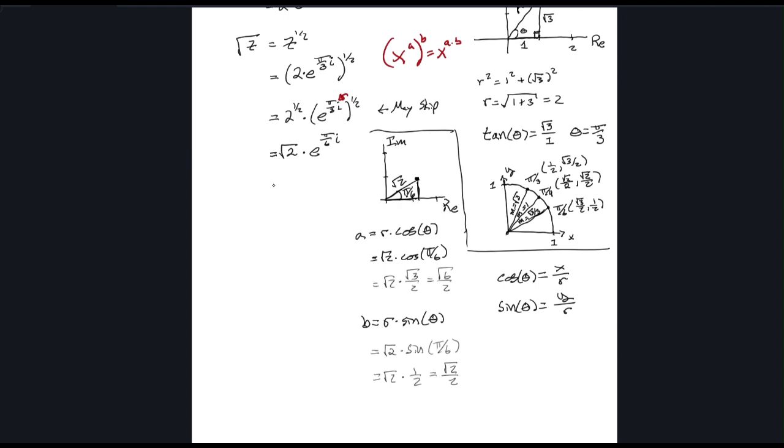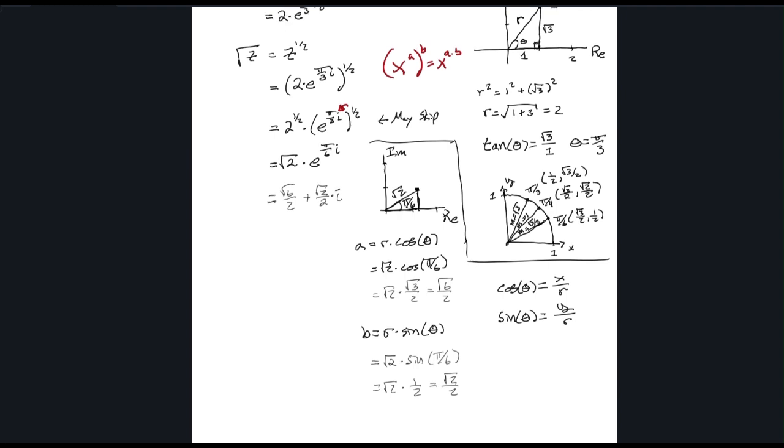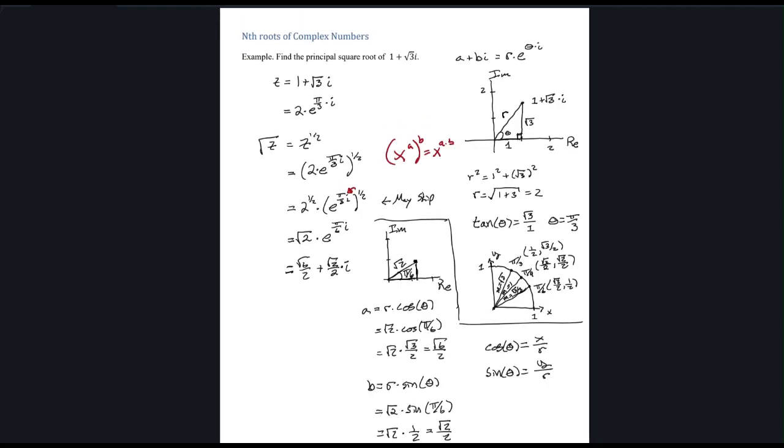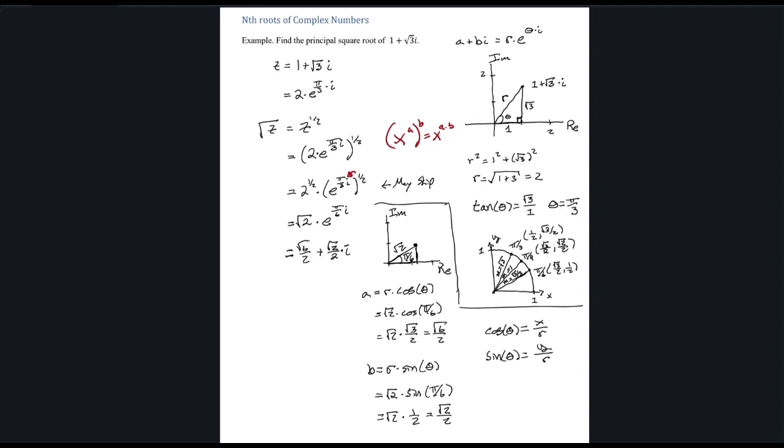And so converting our polar form back to standard form, we get root 6 over 2 is the real part, and then plus b is root 2 over 2 times i. So now we are back in the standard form of a plus bi. And this is our principal square root. What's interesting here is that there are actually two different square roots of our initial complex number. And so in the next example, we'll go ahead and see how you can find all of the roots rather than just the principal. And I'll leave this video at that.